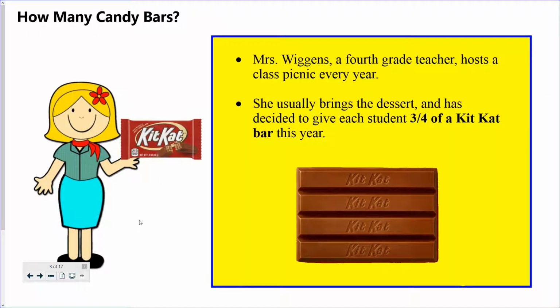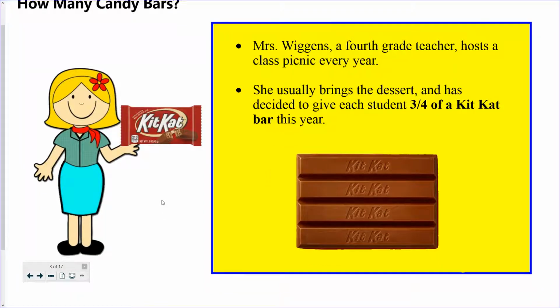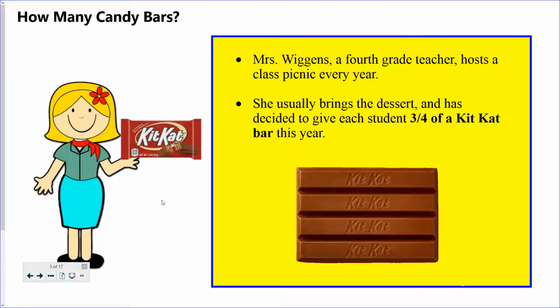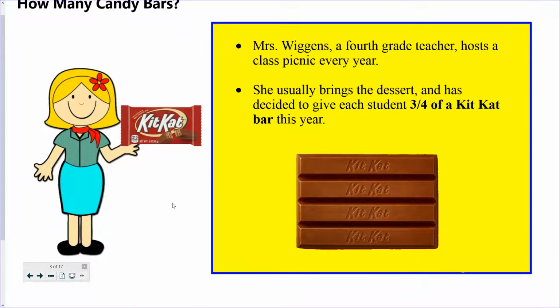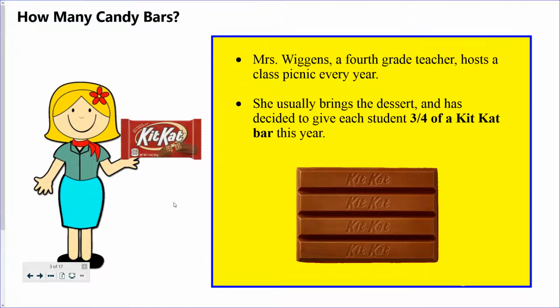All right, this is called How Many Candy Bars? So Miss Wiggins is a 4th grade teacher, and she hosts a class picnic every year. She usually brings the desserts and has decided to give each kid 3/4 of a Kit Kat bar this year. I don't know why she'd want to do that instead of just giving everybody an individually wrapped one, but that's what we do now with COVID. But in this case, she wants to do 3/4, and that just makes nice fractions.